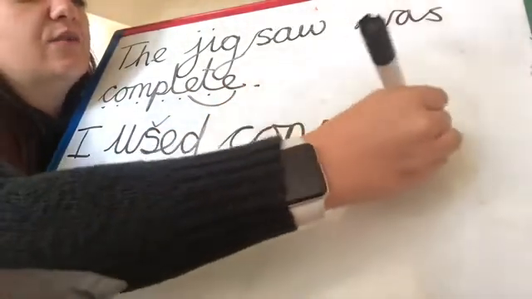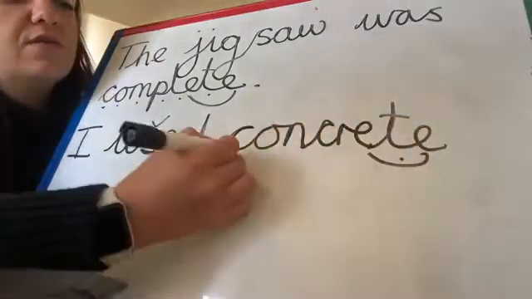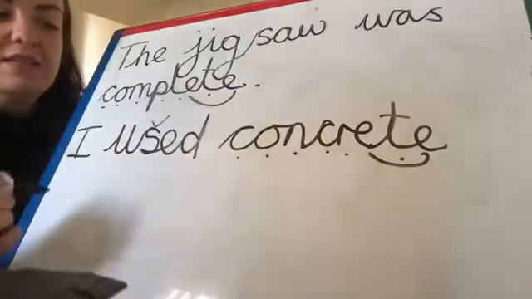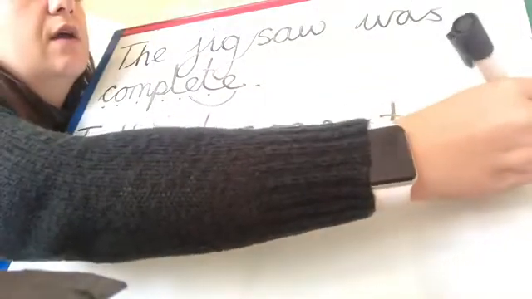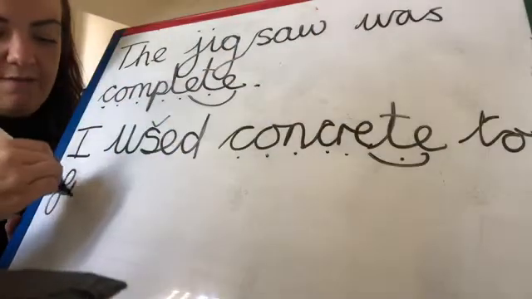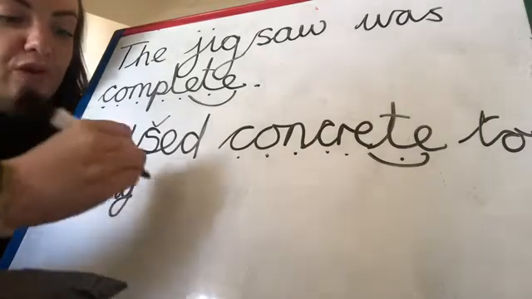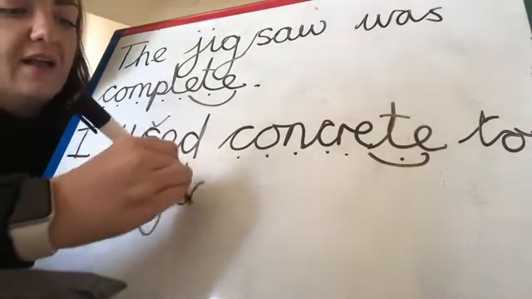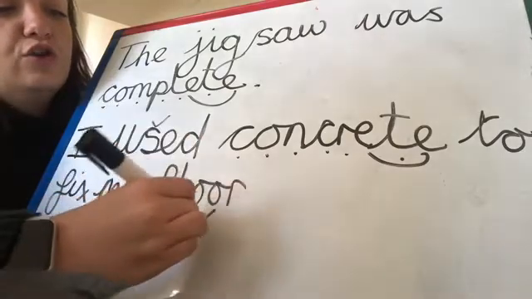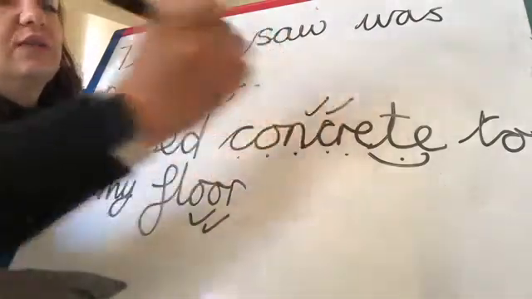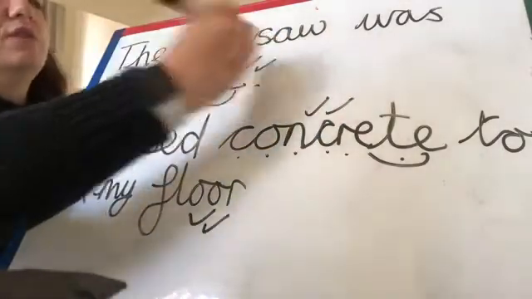Eat. Oh, it's another E with a T in the middle. Eat. I used concrete to, nice easy words now, fix my, and year 2, tricky word, floor. F-L-O-O-R. 2 ticks if you got floor, 2 ticks for concrete, 1 for used. Oh, I didn't give you 2 ticks for complete.